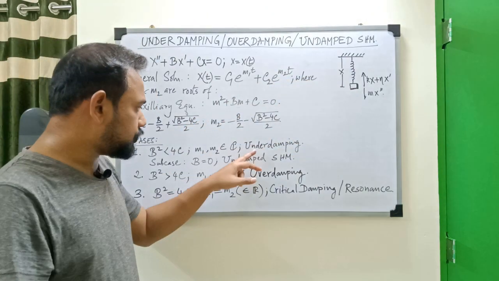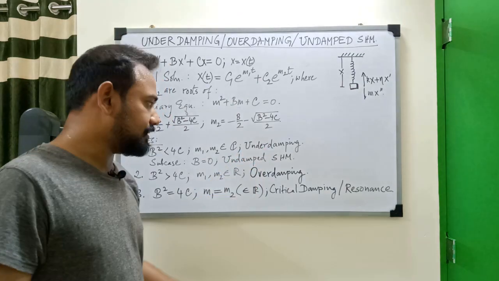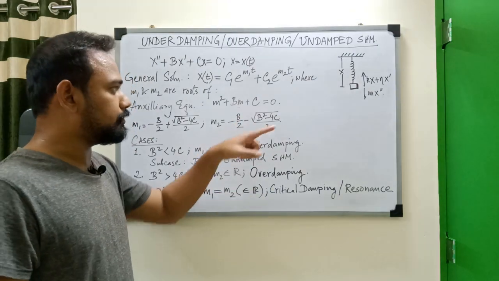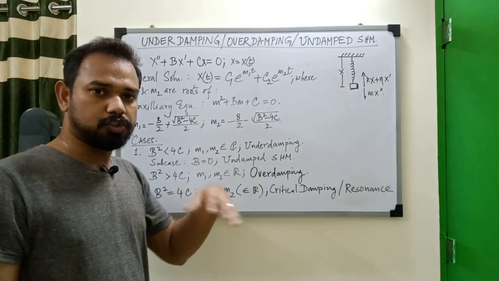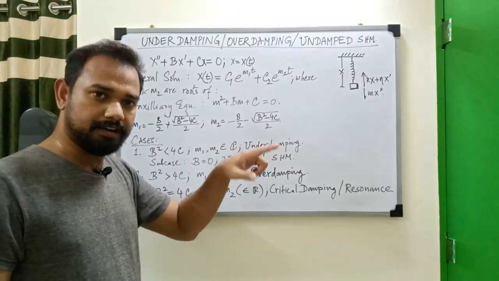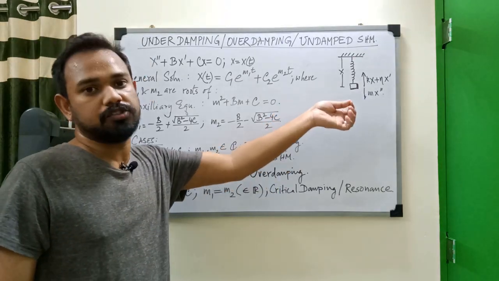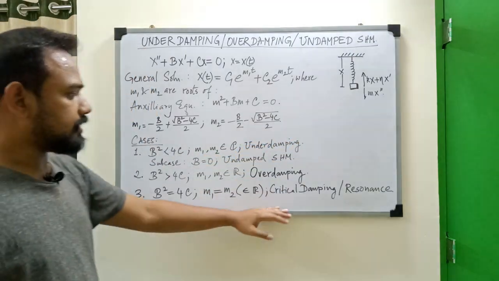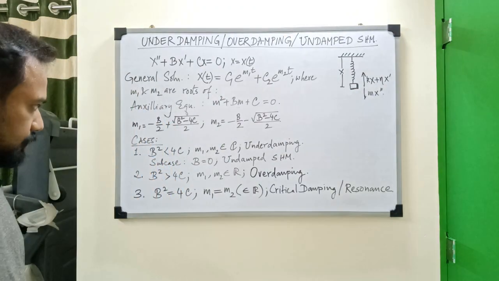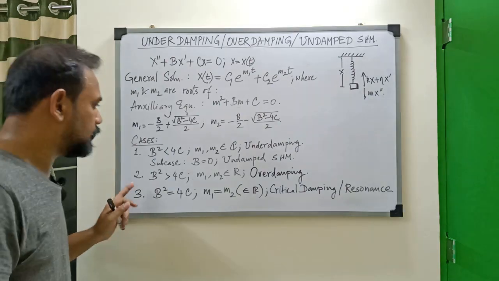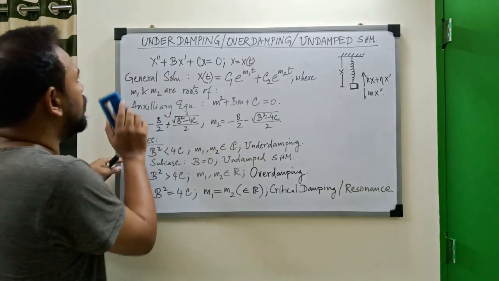All right, and in these two cases there will be damping. Underdamped means there will be oscillation for quite some time before the body comes to rest. Overdamping means it's overly damped. There is too much resistance, too much friction, so it does not go up and down for very long. You give it a pull, you let it go, it immediately comes to rest. And the case of critical damping or resonance, where b square is equal to 4c, we will discuss in one of the later videos. So let's go through them one by one: underdamping and overdamping for today.